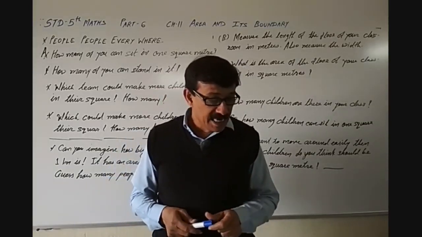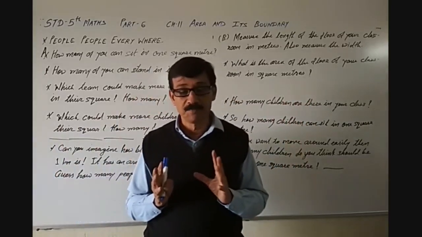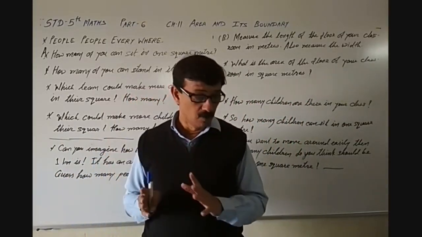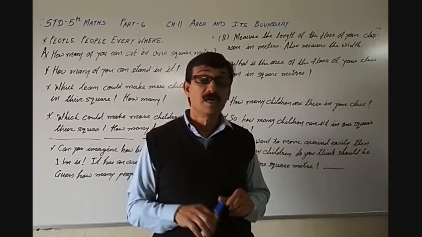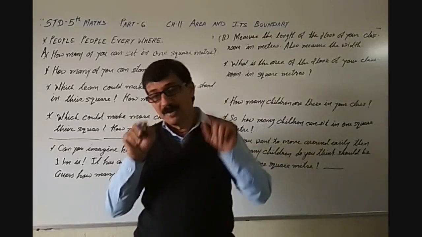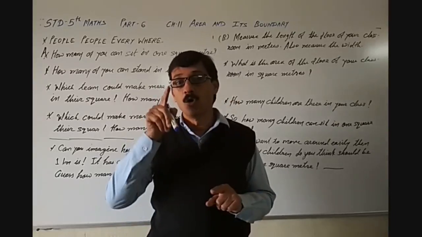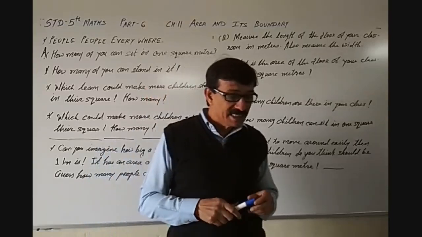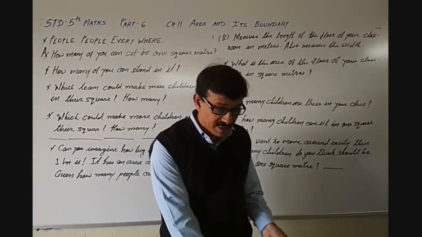You can play this game in a ground. See, first of all, the full class has to play this game, means all the students have to play this game. Now you can play this game in the ground. Make 2 squares of 1 square meter each. Now to make a square of 1 square meter, the length and width of the square should be 1 meter. Okay.